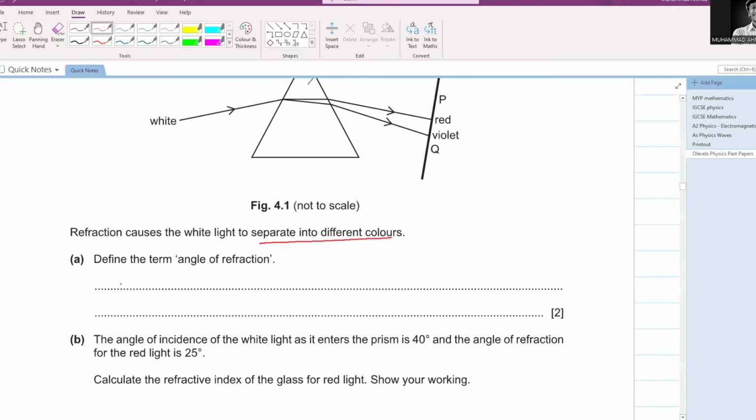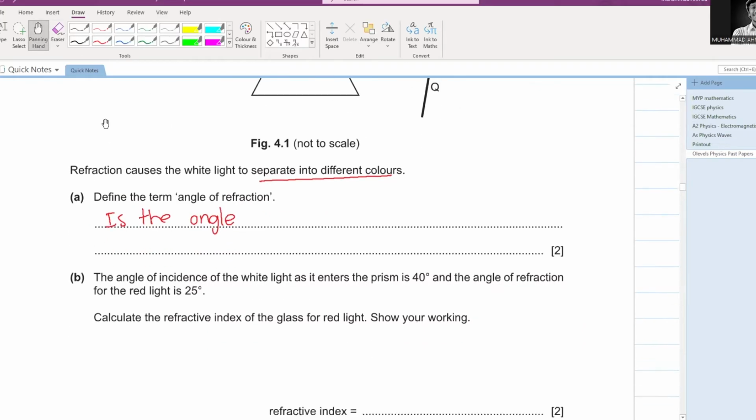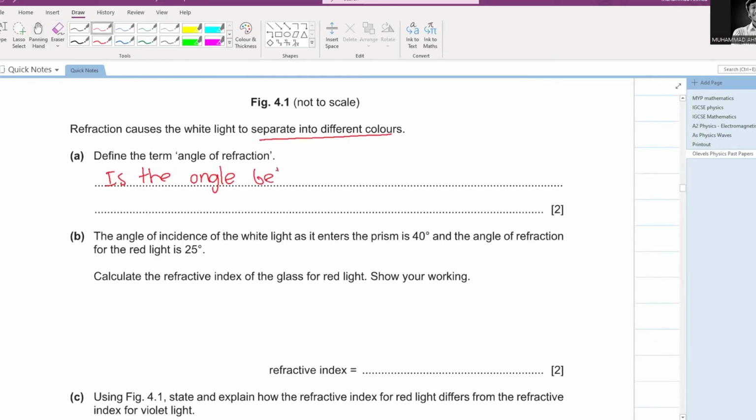Angle of refraction is the angle between the normal and the refracted ray. Perfect. Let's move ahead. The angle of incidence of white light as it enters the prism is 40 degrees.